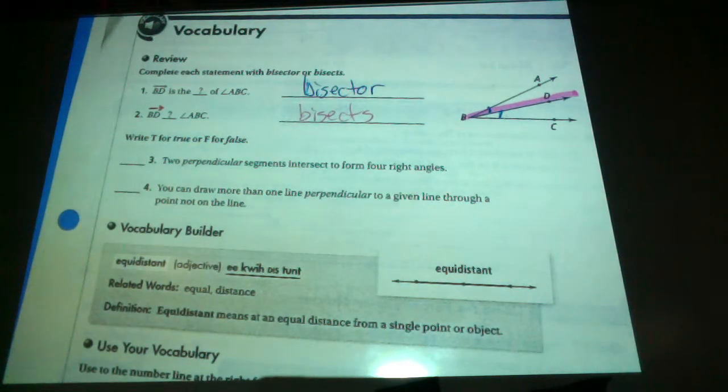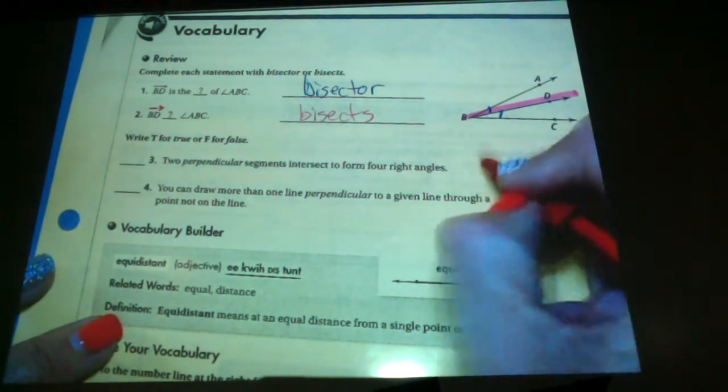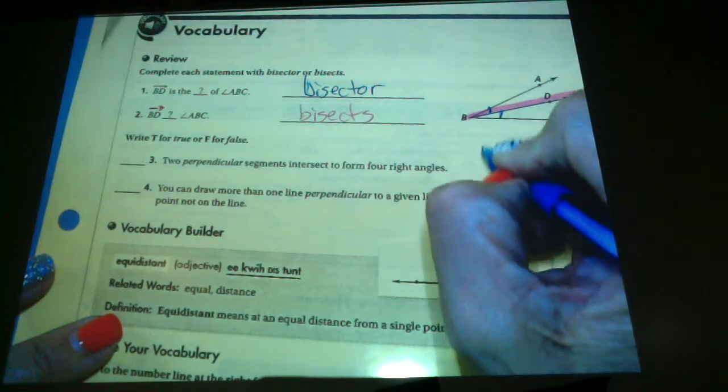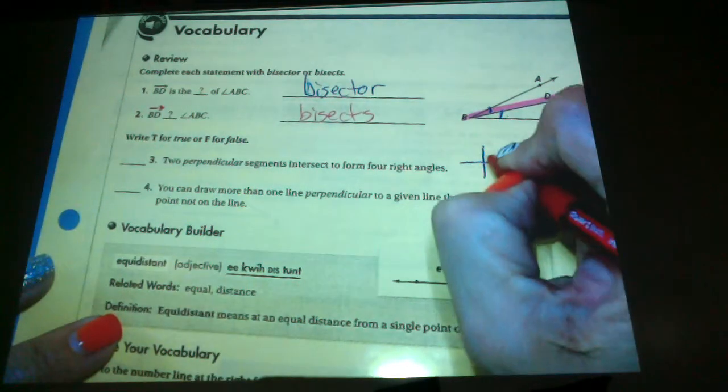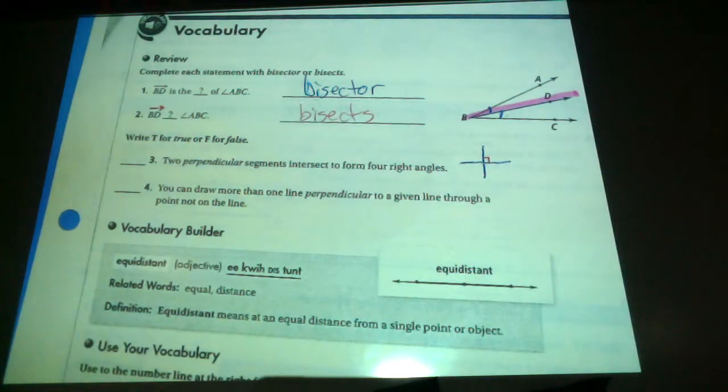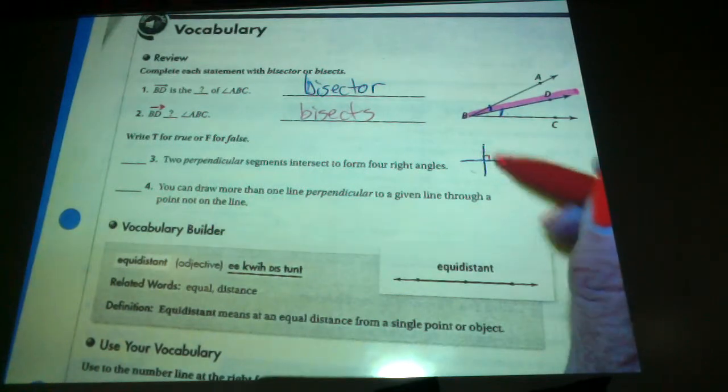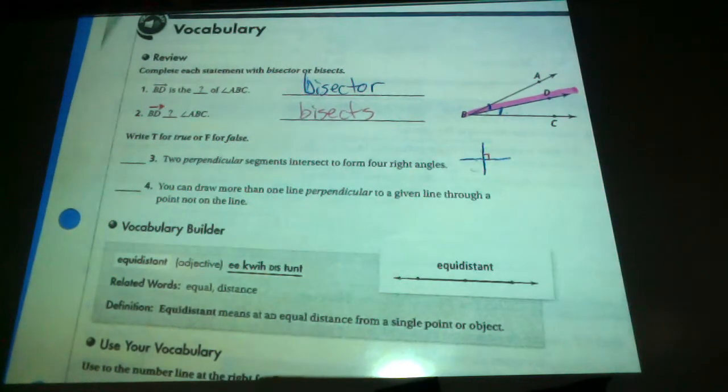So what do you think about number 3? Two perpendicular segments intersect to form 4 right angles. So here would be one segment, here would be another segment. If they intersect, if they're perpendicular to each other, you would have one right angle there. Is it true that all 4 angles are right? Yes, so that is true.